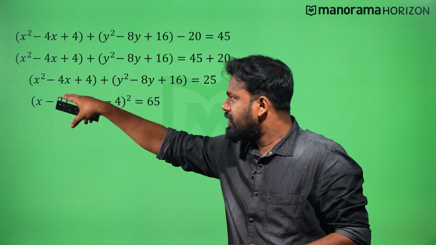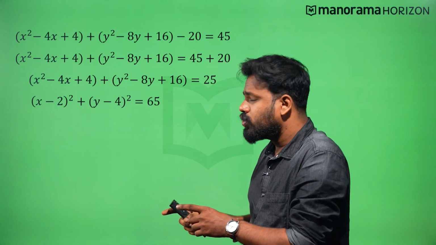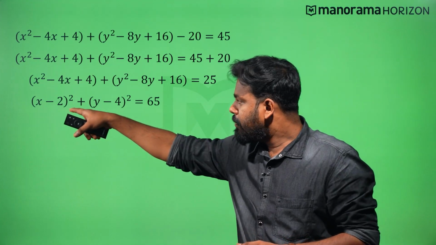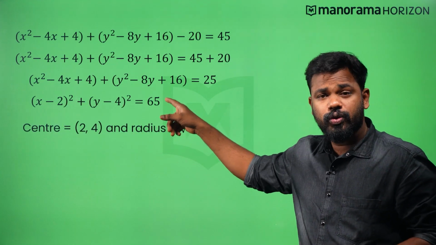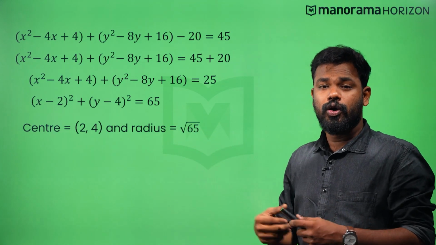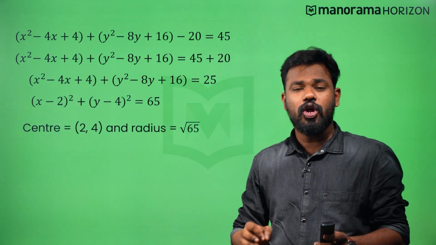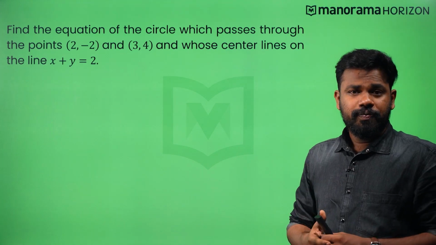So what I can say here is, it is now looking like that. In place of h you have 2, that is (x minus 2) the whole square, and in place of k you have (y minus 4) the whole square. So in place of h and k you have 2 and 4, and in place of r square you have 65, or r is root 65. So the center is (2, 4), and the radius of the circle is nothing but root of 65. So that is how we find the answer for the previous question.